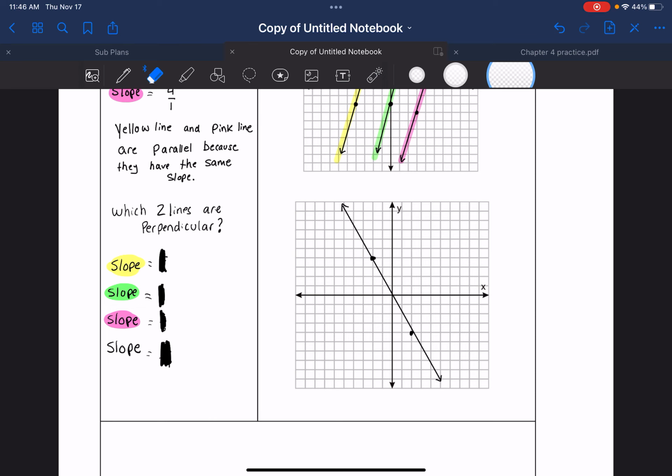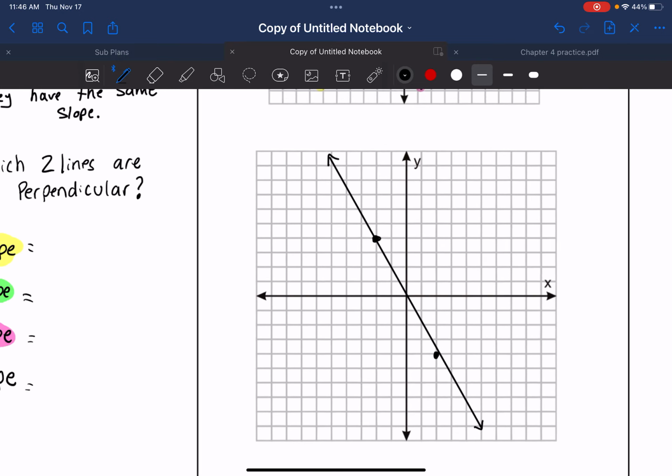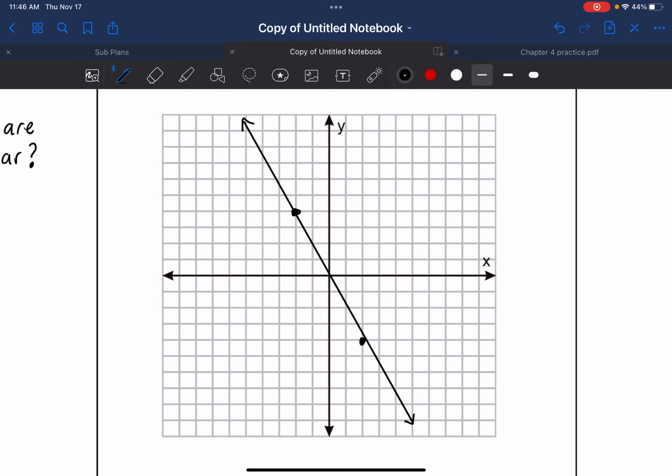I'm going to erase these things over here. I'm sorry, you can't do that. Yours are all scratched out, but that's okay. Okay, now let's do the next line. The next line is going to have a point at -3, 2, which means I'm going to go back 3, up 2.